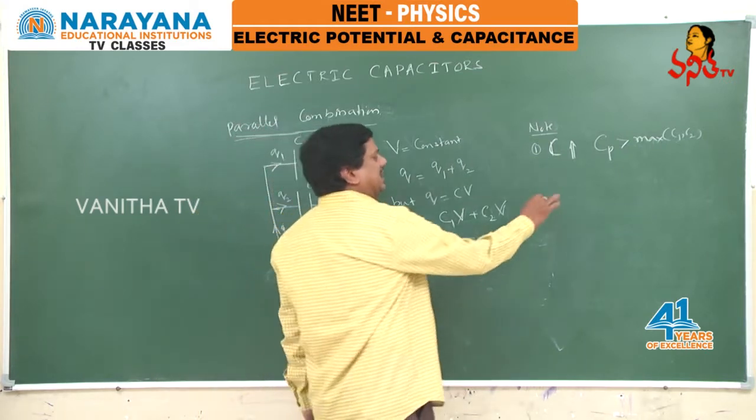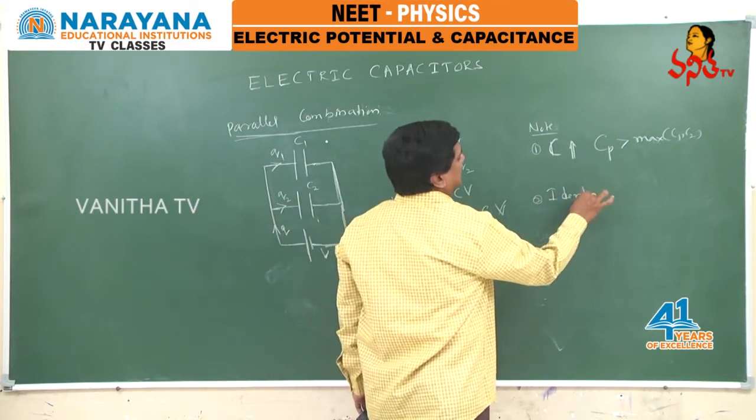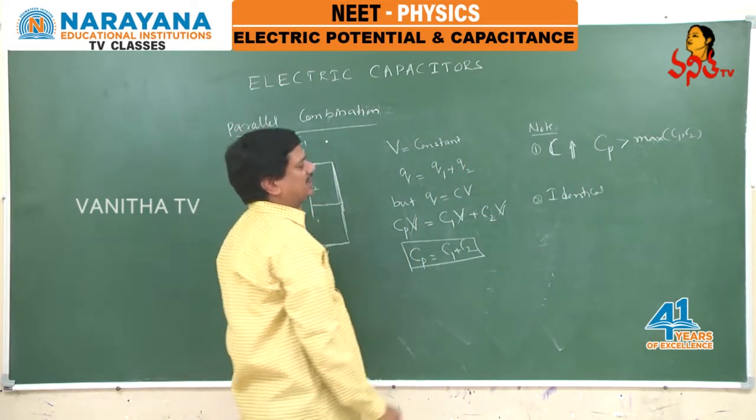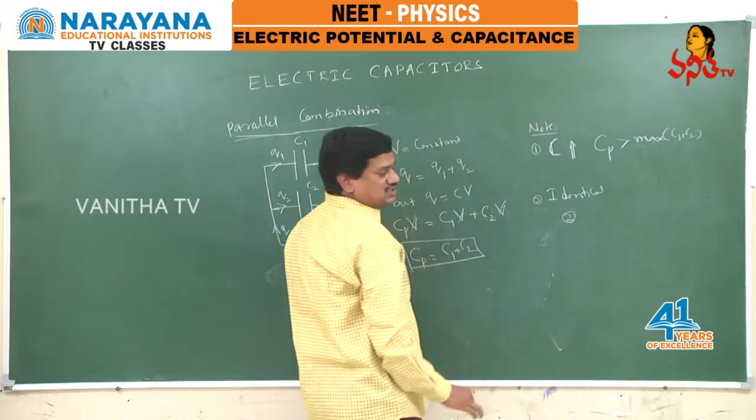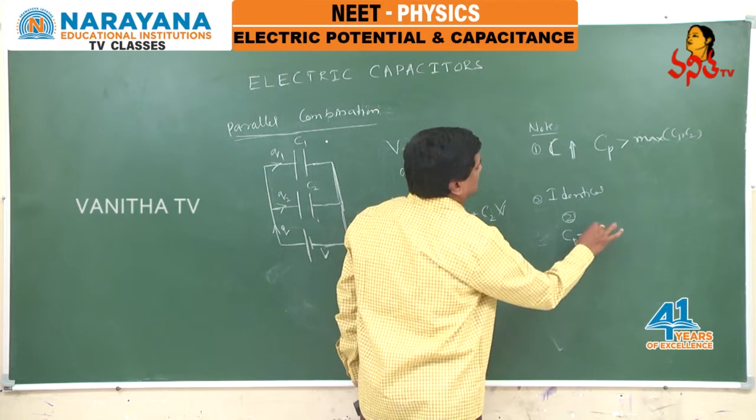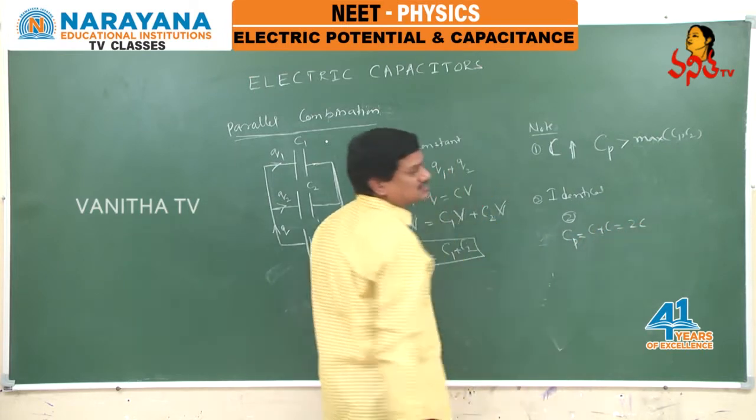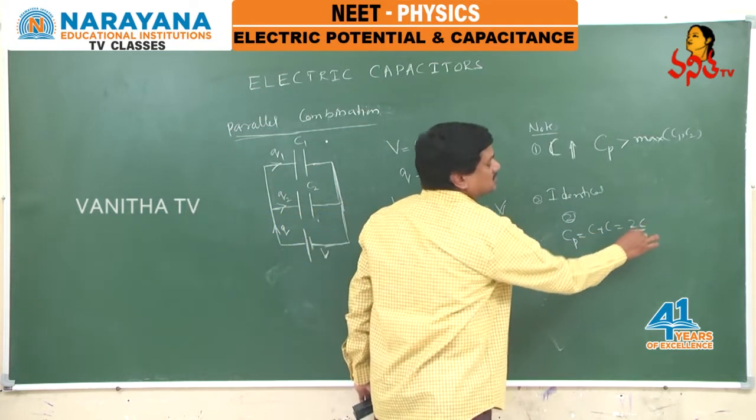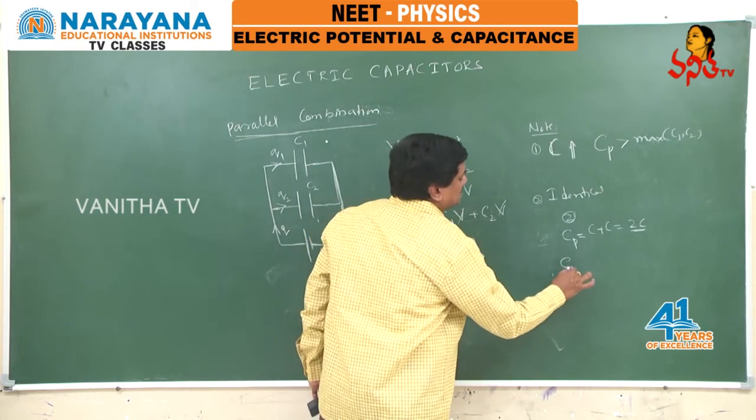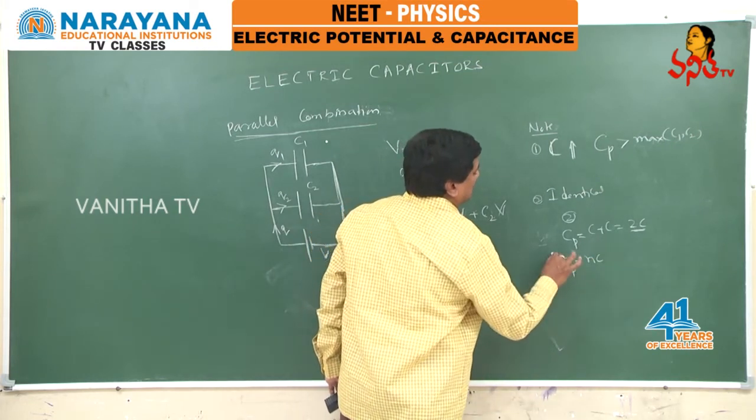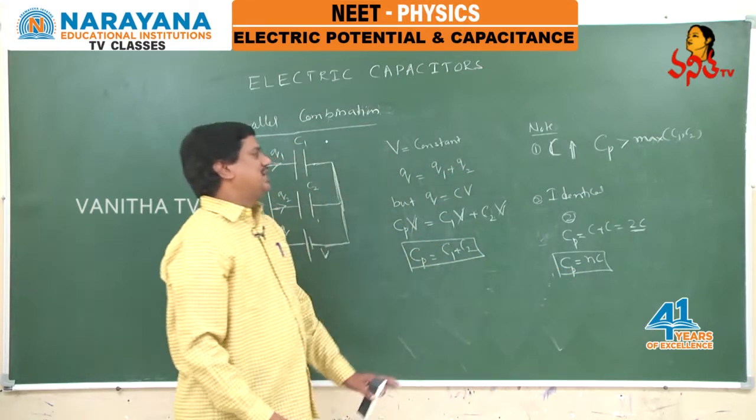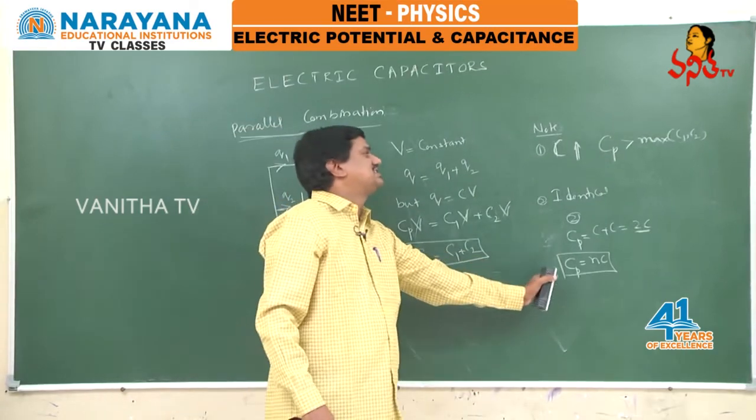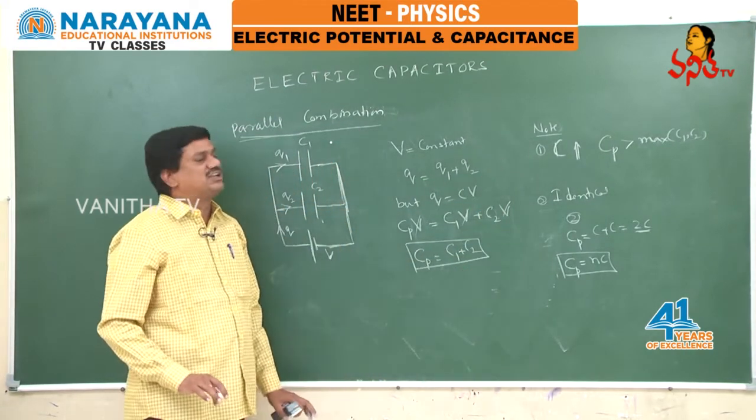And moreover, if you consider identical capacitors, that means if C1 equals C2, and if only 2 capacitors are taken, we can write C in parallel combination equals C plus C. How much is it? It equals 2C. How many capacitors are connected in parallel? 2. So what is the effective capacitance? We got it as 2C. Like this, if n capacitors are connected in parallel, what will be the effective capacitance? It will become NC. So the effective capacitance when n identical capacitors are connected in parallel equals NC. Capacitance in parallel combination always increases.